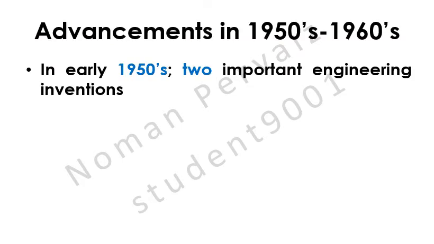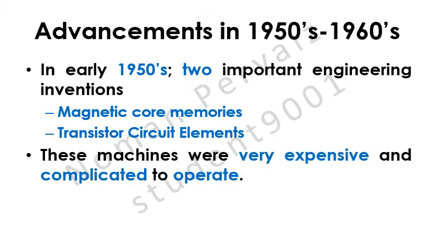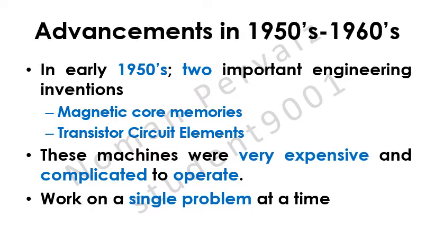In the early 1950s, two important engineering inventions were introduced. First was magnetic core memories and the second invention was transistor circuit elements. These machines were very expensive and complicated to operate. They worked on a single problem at a time.